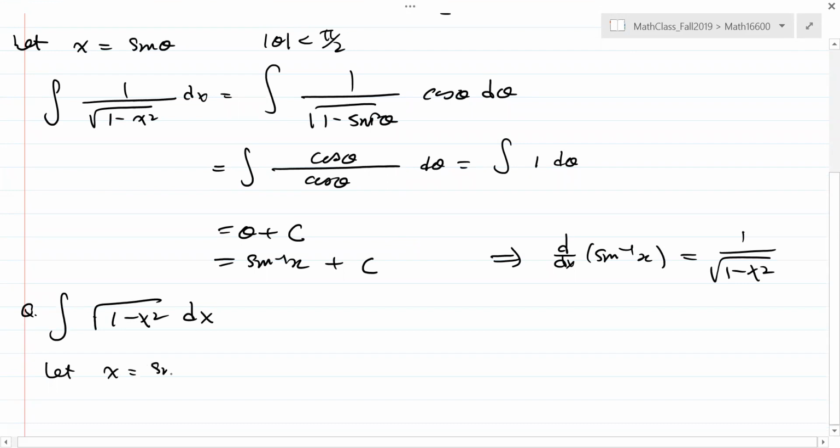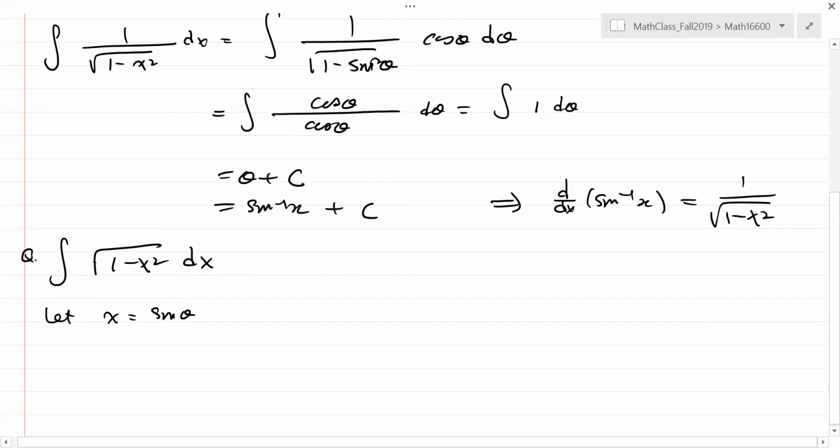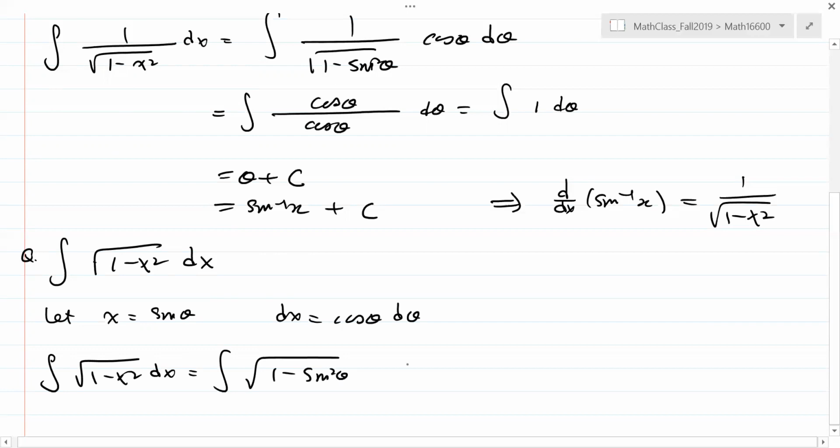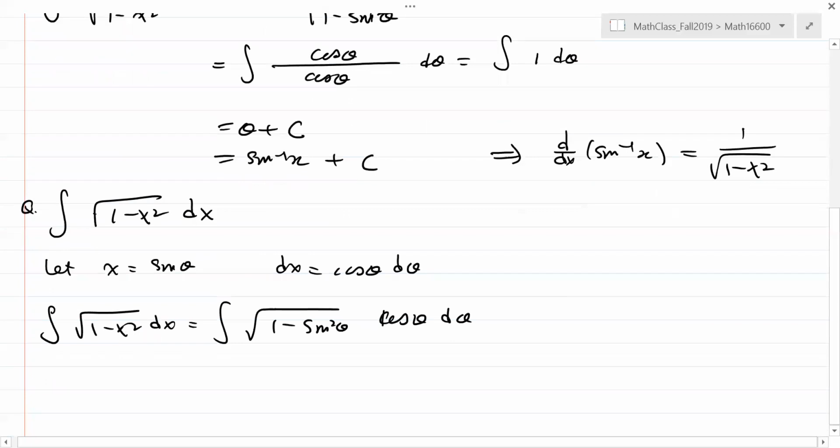Let x be sine theta. I'm going to put sine theta there. Then dx, of course, is cosine theta d theta. So now this integral becomes the square root of 1 minus sine squared theta times cosine theta d theta. We're not able to simplify the integral so much, but at least I can change the square root of 1 minus sine squared theta to cosine theta.